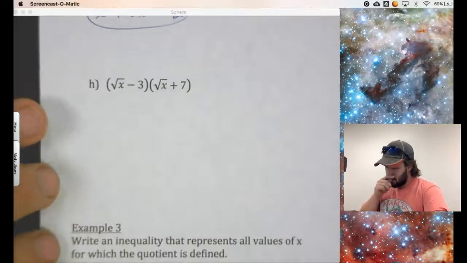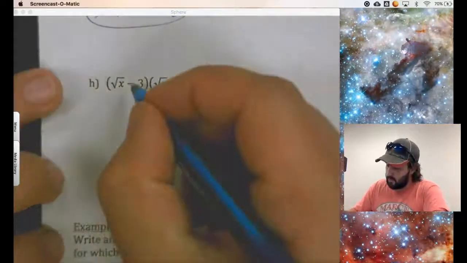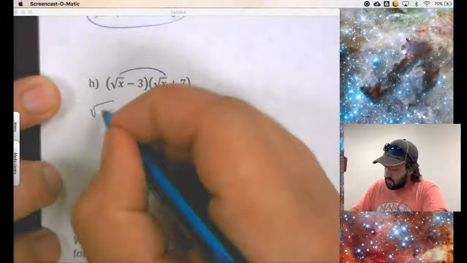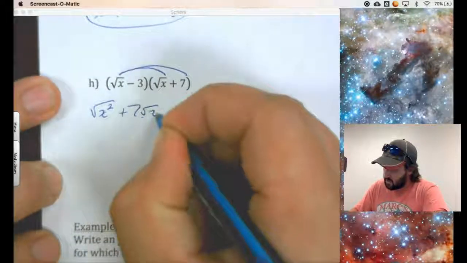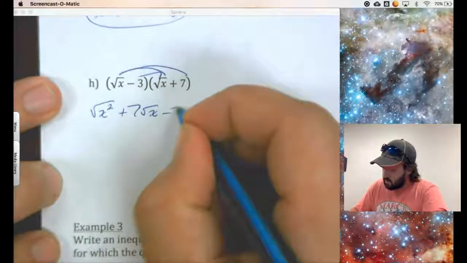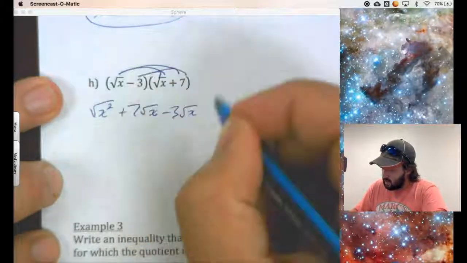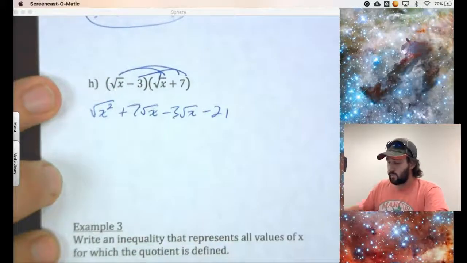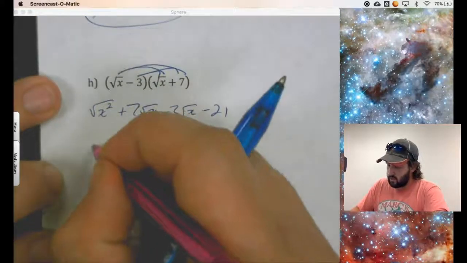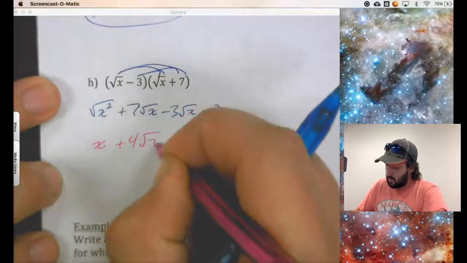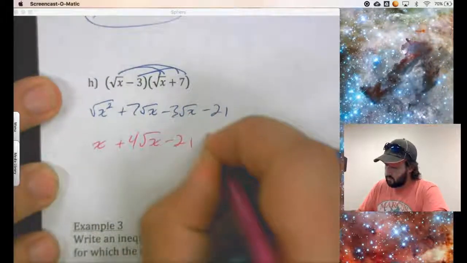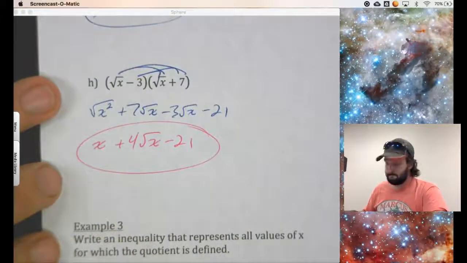All right, now, same sort of idea. So we're going to do another. Square root of x times square root of x, square root of x squared. Root x times 7 is plus 7 root x. Negative 3 times root x is minus 3 root x. And then negative 3 times 7 is minus 21. Square root of x squared is just x. 7 minus 3 is positive 4. And then minus 21. That would be how I want to see the answer.